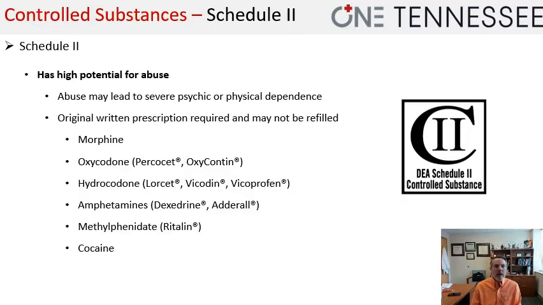Then we move to Schedule 2. Schedule 2 drugs have a really high potential for misuse and abuse. Things on this list are morphine, oxycodone, hydrocodone, amphetamines like Adderall, Dexedrine, Vyvanse, methylphenidate like Ritalin, and cocaine. So when you look at this list, we do have legal heroin. Heroin is an opioid. It's just in a pharmaceutical form like morphine, oxycodone, or hydrocodone.